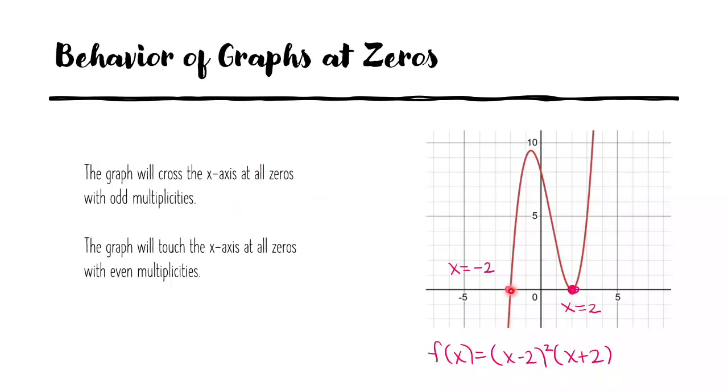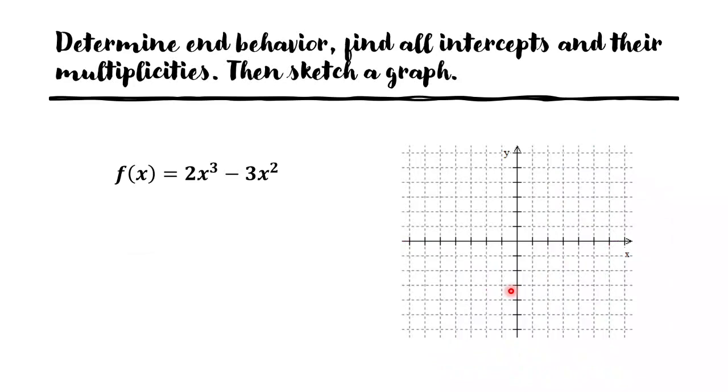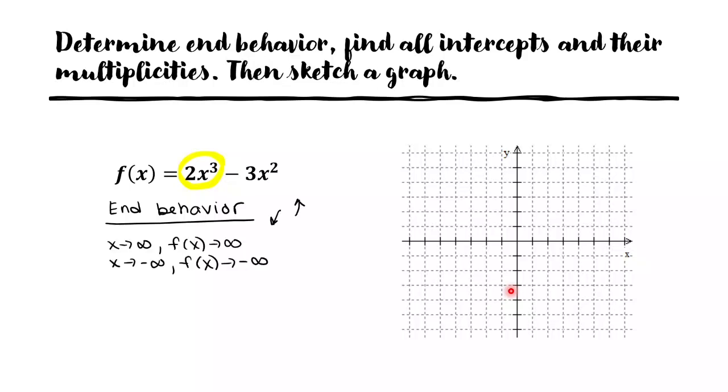So finally, let's put all of this information together, everything we've talked about, so that we can sketch the graph of some polynomials. So determine the end behavior, find the intercepts and their multiplicities, then sketch the graph. For end behavior, I have a leading term with a positive coefficient and an odd exponent. That means the right side goes up and the left side goes down. Or as x goes to infinity, f of x goes to infinity. As x goes to negative infinity, f of x goes to negative infinity.